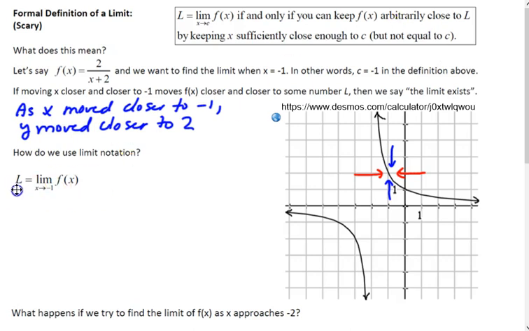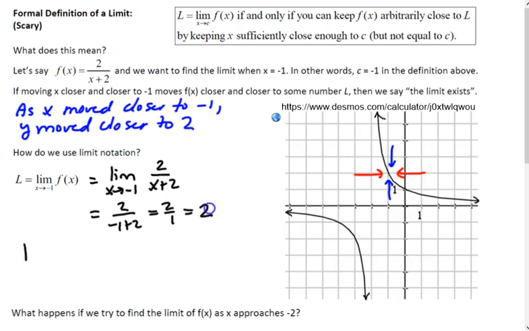You see the limit, L is the limit as x goes to -1 of f of x. So let's first of all substitute f of x in here. We're saying the limit as x goes to -1 of the quantity 2 over x plus 2. Well, to evaluate a limit, the first thing you always try is to put this value for x into the function. So we say 2 over -1 plus 2, which is 2 over 1, which is 2. So this just tells me the limit of f of x at x equals -1 is 2.